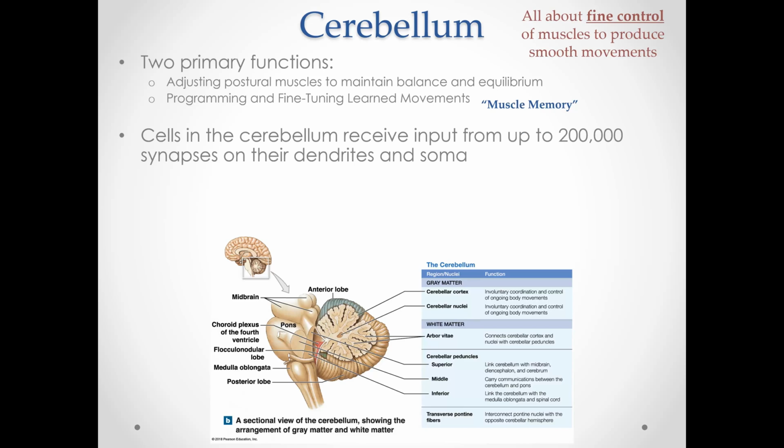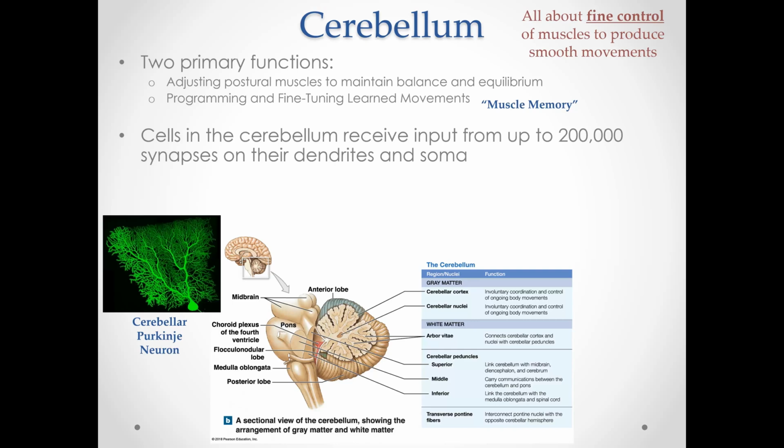Some of the cells in the cerebellum receive input from up to 200,000 synapses on their dendrites and soma. And so these are some of the neurons in the brain that receive the most information on their receiving ends. And here's what one of the neurons looks like. So this is a cerebellar Purkinje neuron. And what you're seeing in this picture, these are all dendrites. You can see a little bit of the axon down here at the bottom, but look at the number of dendrites. So think about how many signals this cell can be receiving from other neurons. And so you've got a heck of a lot of summation going on in these neurons.